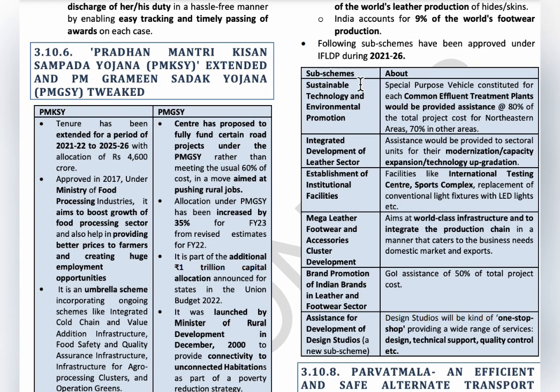The next topic is Pradhan Mantri Kisan Sampada Yojana extended and Pradhan Mantri Gramin Sadak Yojana tweaked. Tweaked means improved. So here, under this Pradhan Mantri Kisan Sampada Yojana, it was extended till 2025 to 26, and its main aim is to boost the growth of the food processing sector, provide better prices to farmers, and create employment opportunities. So to achieve these, cold chain, value added infrastructure, Operation Greens are launched. It is launched under the Ministry of Food Processing Industries. The next scheme is Pradhan Mantri Gramin Sadak Yojana. So under this, the funds for the development of rural road network were increased by 35%. So this scheme was launched under the Ministry of Rural Development.